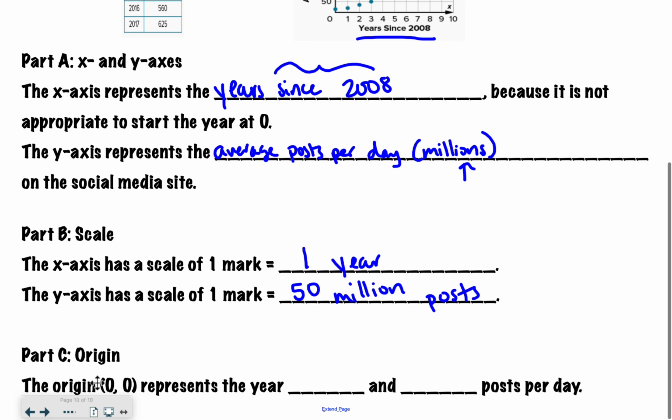Then the origin would represent the year 2008, right? That's our starting year. And 0 posts per day, right? Because we have a 0 in that second spot. Okay, so hopefully this doesn't seem too bad.